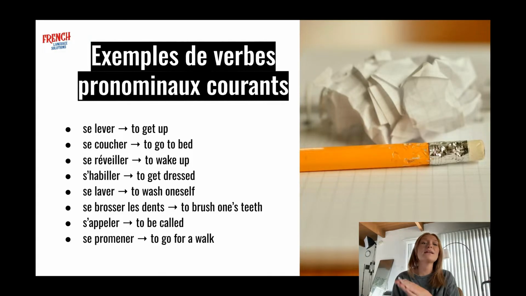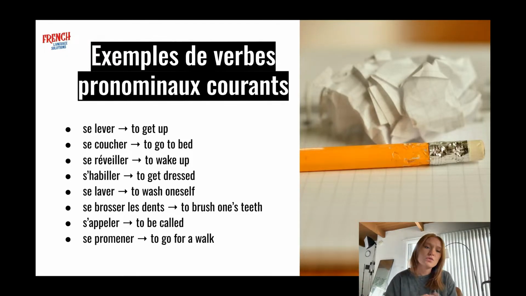Okay. Now, let's see the most common verbs that have the little pronoun in front. Se lever, to get up. Se coucher, to go to bed. Se réveiller, to wake up. S'habiller, to get dressed. Here is the same thing. It's just that we remove the E because we have the H from habiller. And we cannot have se habiller, because the H is mute. We have the same rule as if it was starting with a vowel, meaning we can connect. So if you see s'habiller, it is the same as se habiller. I still have my reflexive pronoun se. It's just that we remove the E.